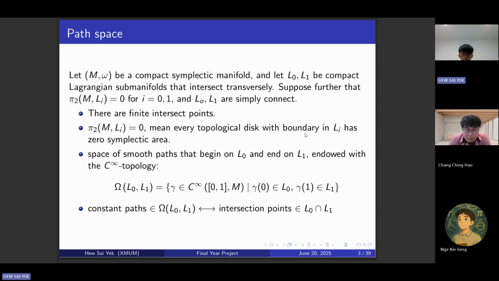Now we can define the space of smooth paths gamma from the interval [0,1] to M, with gamma(0) on L0 and gamma(1) on L1. And generally we endow it with the C-infinity topology. Then every constant path corresponds to an intersection point of L0 and L1.